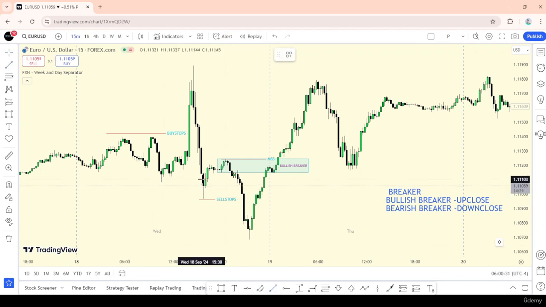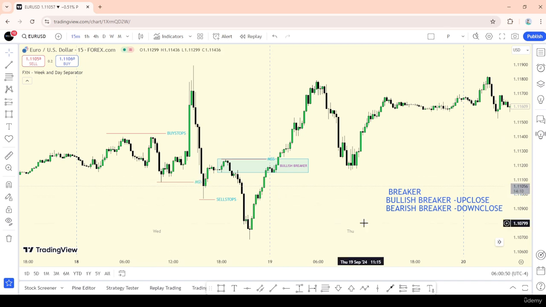So I'll also outline here. Here we broke market structure, and it shows that we have shifted from bullish, because the market was going higher, and immediately we shifted to confirm bearish. So this is a market structure shift.